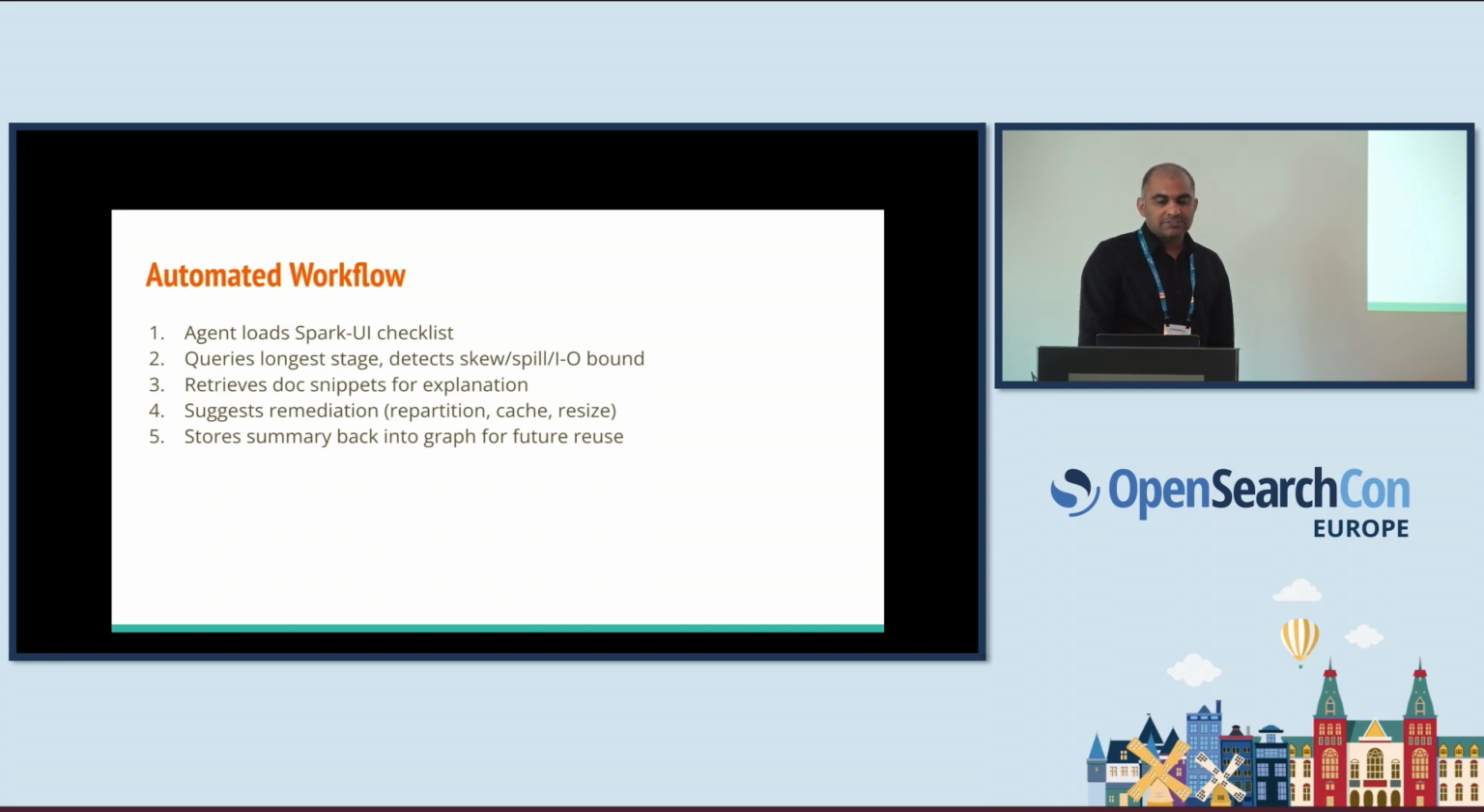If we think about this, these are the steps which the overall system followed: loading the Spark UI checklist, querying the longest stage, which detects the skew, spill, or I/O bound. We are also retrieving documentation information for an explanation of what could be done. It suggests the remediation as to what needs to be done. And in the end, it gives us the summary back for future reuse.